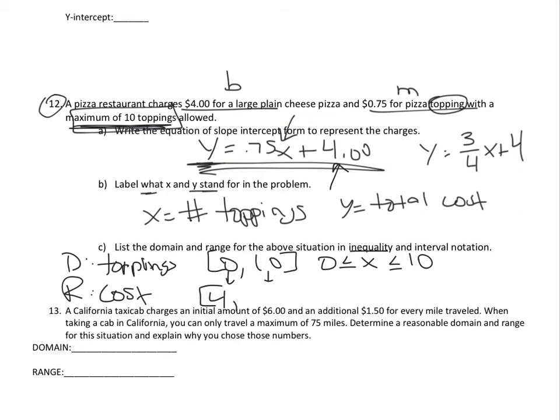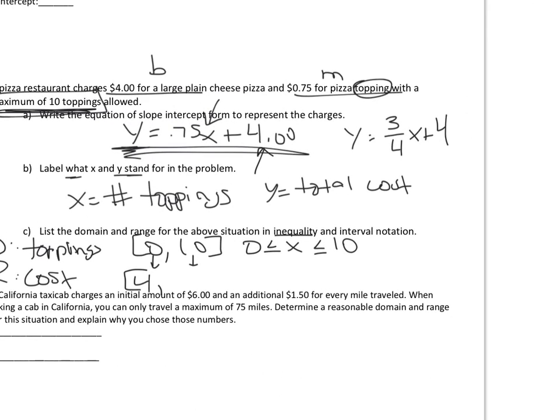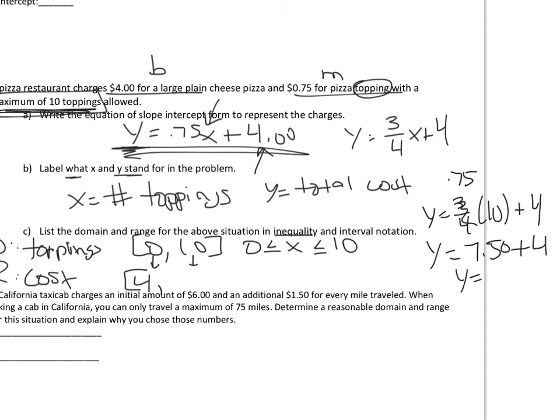Okay, but what do you pay when there's 10 toppings? So let's use our equation. y equals 3/4 times 10 plus 4. Or if you want to use the decimal, you absolutely can. 75 cents times 10. So y equals 10 times 75 cents is $7.50 plus 4. If I combine like terms, I get $11.50. That's the price it's going to cost me for 10 toppings.